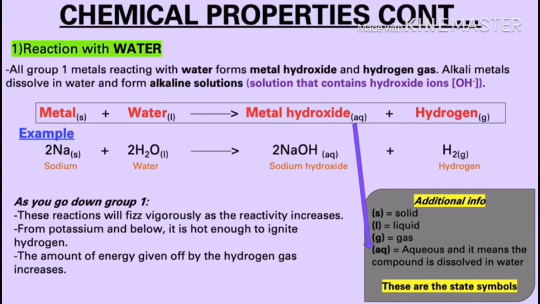So as you go down Group 1, these reactions will fizz vigorously as the reactivity increases. From potassium and below, it's hot enough to ignite the hydrogen. And finally, as you go down the group, the amount of energy given off by the hydrogen gas increases.